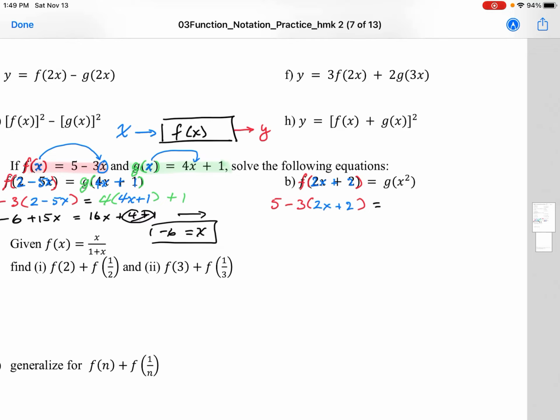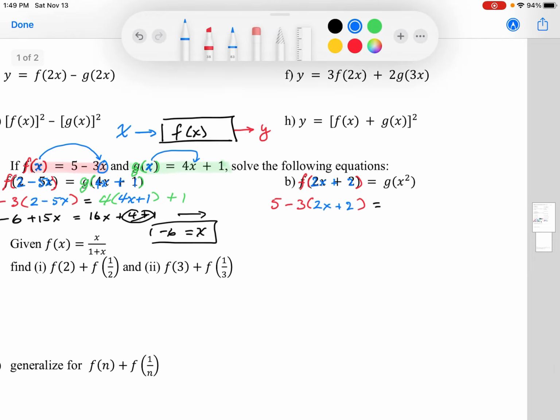I've now done the f of x. I now move on to the g of x. So I go to my g function. There's my outside, 4x plus 1. Okay, that's what I see here. So that's what I'm going to use for my g function. And then I look inside the g. There's an x squared, and that x squared then gets embedded into the g function. So I've now applied my function notation. I just need to simplify this.